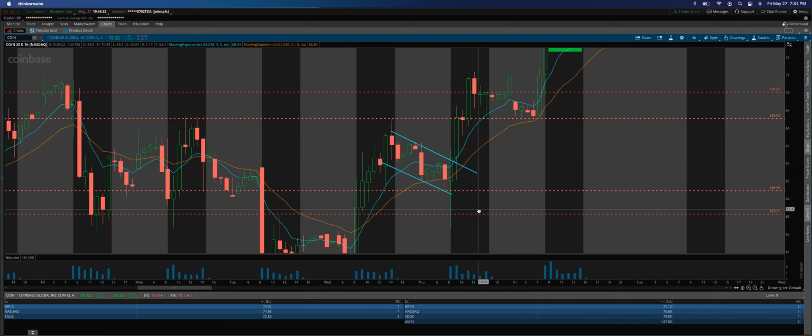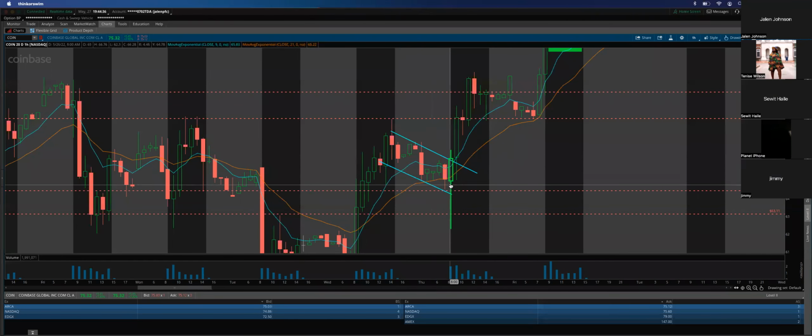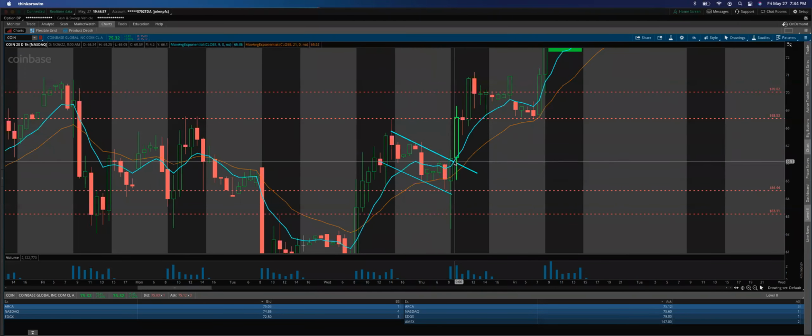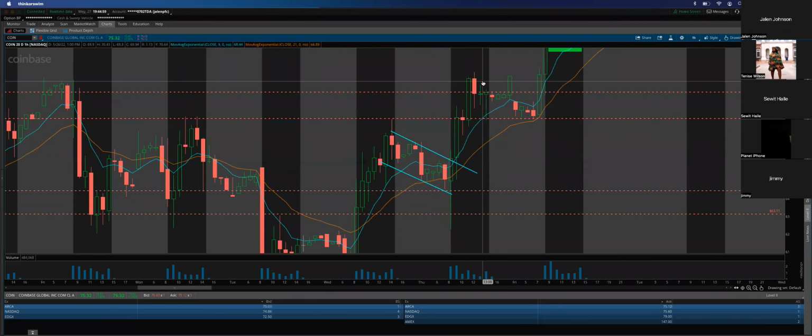Actually, quick transparency, I got shaken out of COIN first. I took COIN right here when it was holding the 21 EMA, with my stop loss kind of below. When we broke below that 21 EMA, as you can see, we wicked really low and I got stopped out. But it did not close below that level or below the flag, so the play was still valid. I entered again, rolled it back up, and made my money.